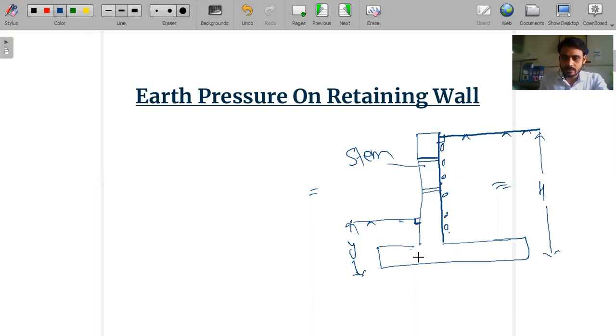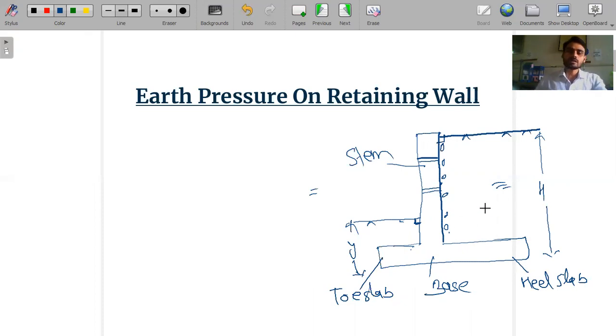So that is the stem and that is the base of the retaining wall. In the base there are two parts. The first one is the toe and the second one is the heel. The portion of the base on the front side of the retaining wall is called the toe slab, and the part of the base at the back side of the retaining wall is called the heel slab, right? So these are the components. At the time of design, we will design the stem and base for the cantilever, and for the counterfort, we will also design the counterfort.